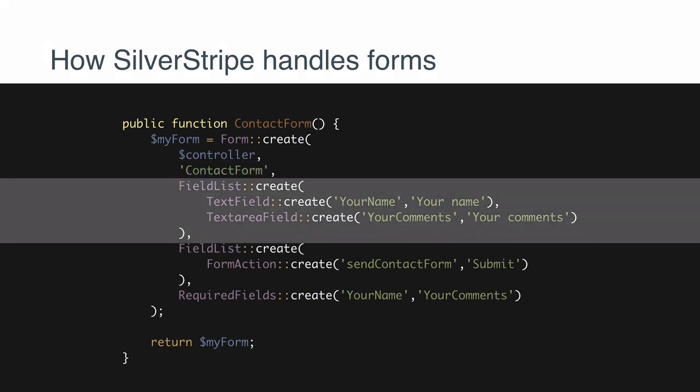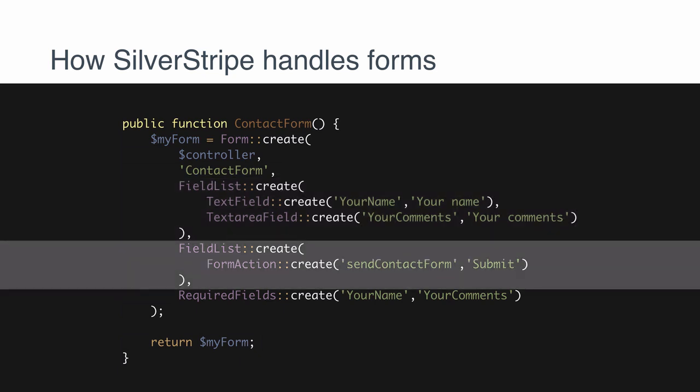So next we have a FieldList, and that just contains all of the form fields that accept user input. This is exactly what we've been dealing with in getCMSFields. Next is a FieldList object that contains all the form actions or buttons that submit a form. Oftentimes you're only going to have one action. Sometimes you'll have multiple actions, such as in the CMS you have save, save and publish. Those are all actions. So the first argument of the FormAction itself is a method on the controller that will be invoked when the form is submitted. So that's going to be your form handler. In this case, the method is called sendContactForm, so we would have a method on the controller called sendContactForm.